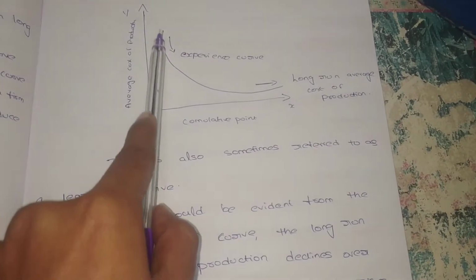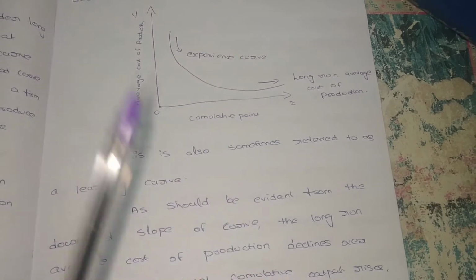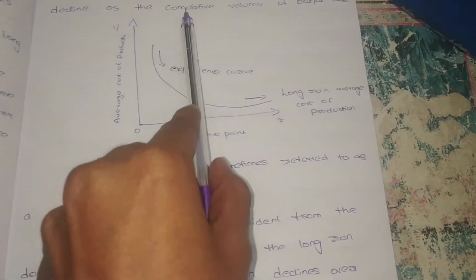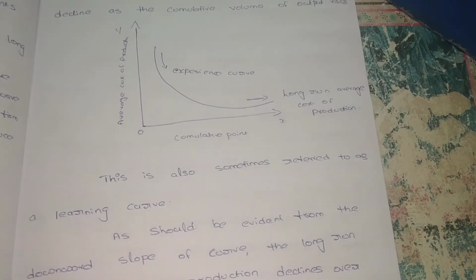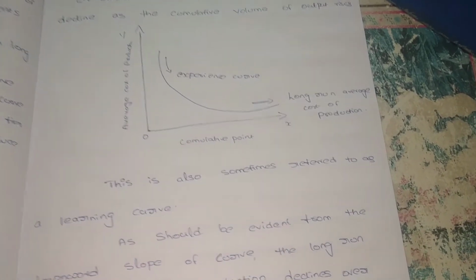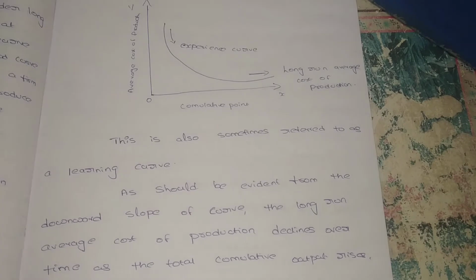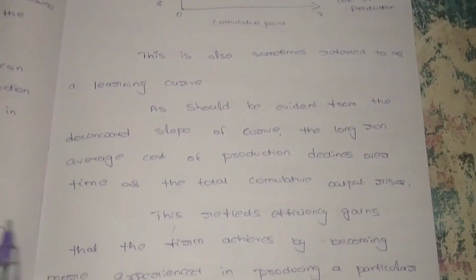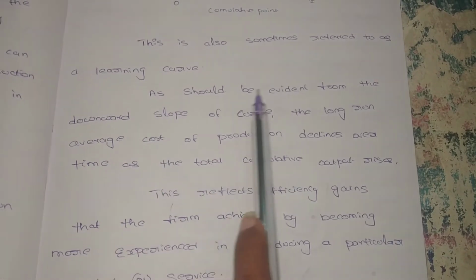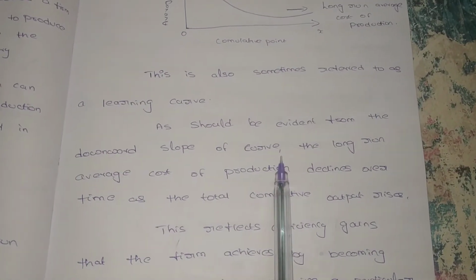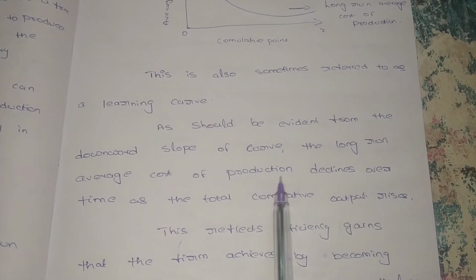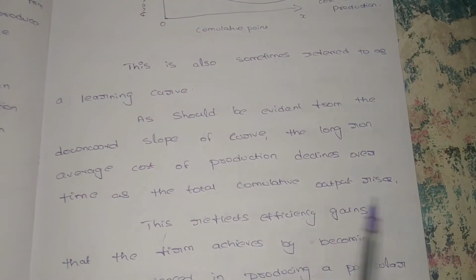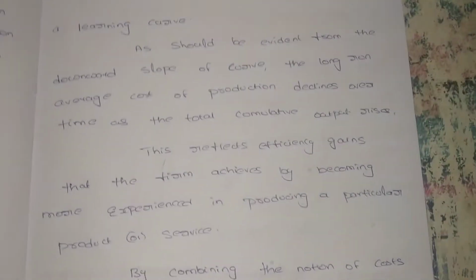So if we see the curve like this, our company is in a position to produce more goods. If the curve is the opposite, our company is unable to produce more goods, and then we have to shut down the company. Based on the curve only we have to decide whether our production continues or we have to shut down. As should be evident from the downward slope, the long run average cost of production declines, and the output automatically increases.